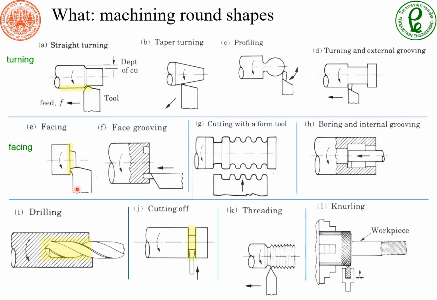We can also use the cutting tool to remove material from the face of the workpiece. So here again, notice that the cutting tool is moving across the workpiece face. In this case, we can also create something called face grooving. We can also use a cutting tool in a certain form to create certain profiles on the workpiece. We can create some kind of grooving. We can do the drilling process. We can also do cutting off to make a shoulder, or grooving, threading, and even knurling, when you create certain profiles, certain patterns on the workpiece.